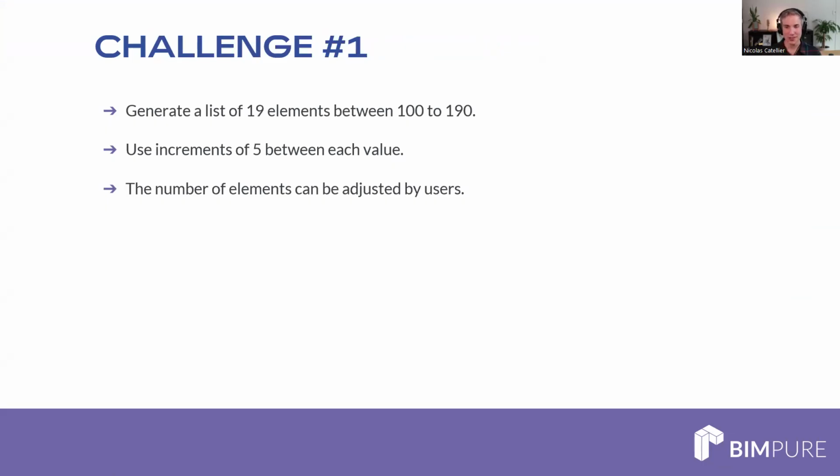We're going to take a very short break of about 3 minutes. So you can take a break, or you can do this challenge. So that's the first challenge. I want you to generate a list of 19 elements between 100 to 190. Use increments of 5 between each value, and the number of elements can be adjusted by the users.